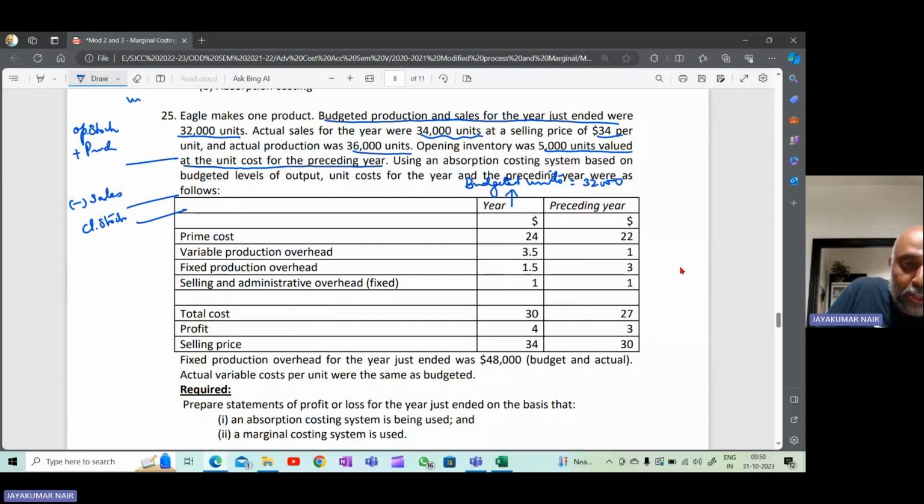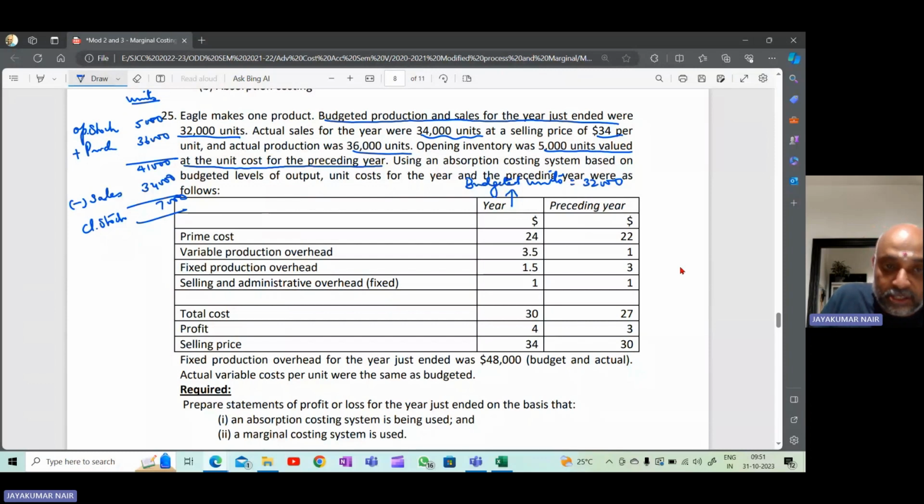So opening stock, everything in units, is 5,000 units, and you produced 36,000 units. So the total number of units available for sale is 41,000 units. Out of these, you sold only 34,000 units because actual sales were 34,000 units. That means 7,000 units are lying as closing stock. Okay, that's what we have understood from the first part.